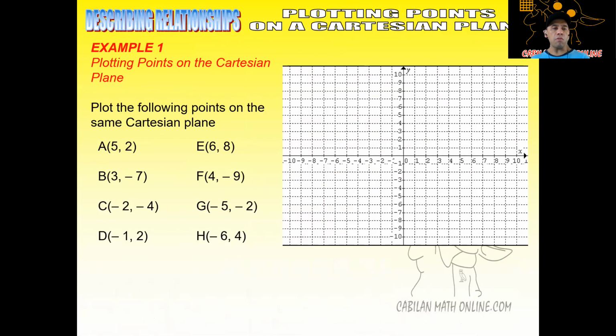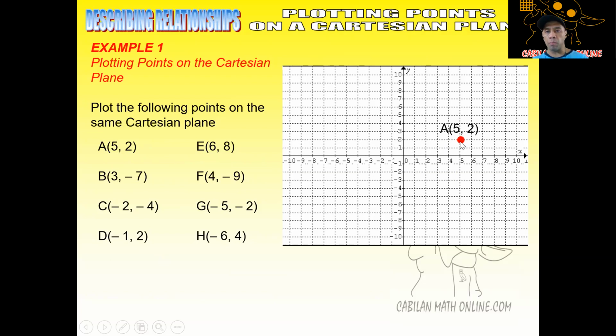As you can see, what we have here are 8 points, all designated by certain letters. What I'm going to do for each one, like I said before, is show you how to plot each one of these points using the Cartesian plane or grid. So starting off with point A, notice what we have here is the point 5 and 2. Starting from the center, or the origin, which is the point 0, 0, I'm going to go right 5, and then up 2.